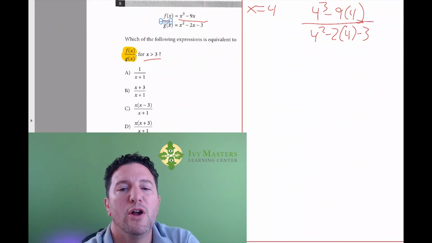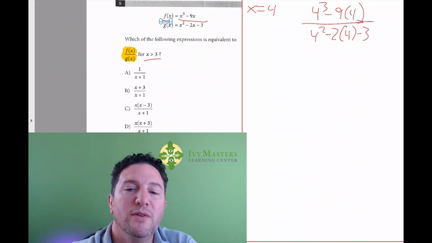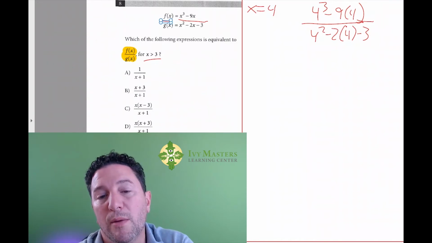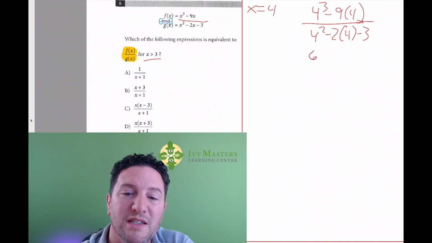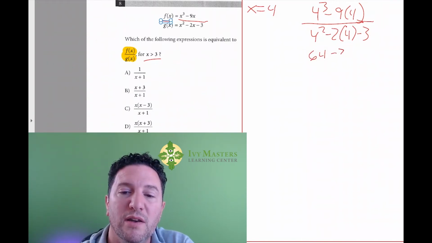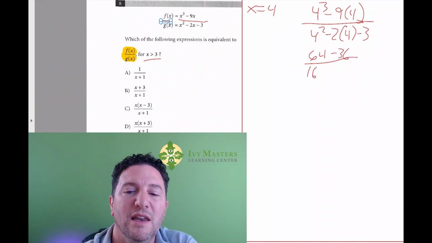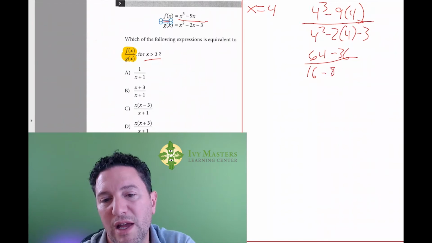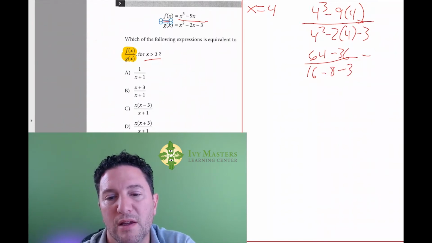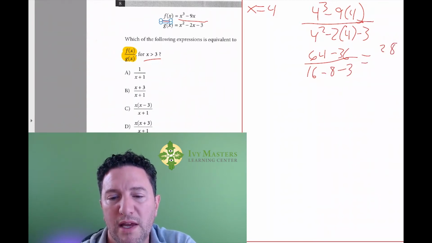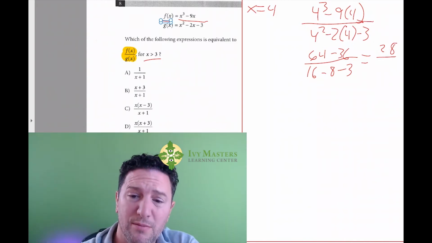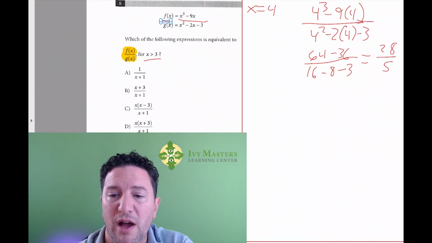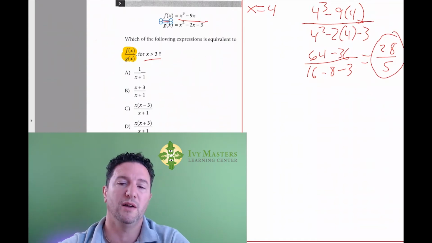And then at the top, 4 cubed is not 12, it's not 4 times 3, it's 4 times itself 3 times. 4 times 4 is 16, times 4 is 64. 64 minus 36, over 4 squared is 16, negative 2 times 4 is negative 8, minus 3. And when you do the top, you get 28. And when you do the bottom, 16 minus 8 is 8, minus 3 is 5. So you've got 28 over 5.